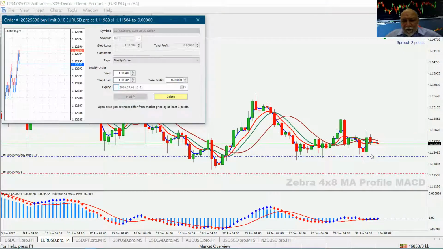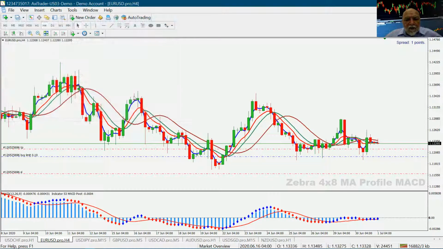Now we want to modify this for our target. Modify, and take profit. We're going to go up and just zip that up along a little bit. Go modify, and where did it go?